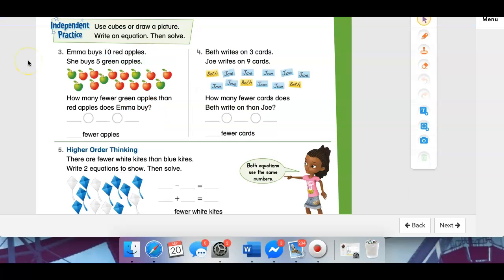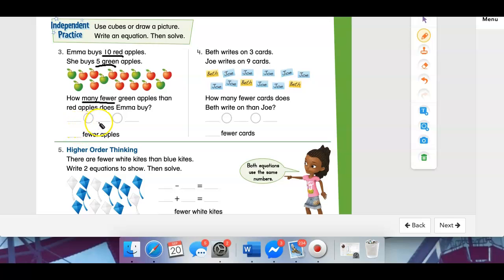On page 27 for the independent practice, number 3 says Emma buys 10 red apples. She then buys 5 green apples. How many fewer green apples than red apples does Emma buy? So Emma bought 10 red apples and only 5 green apples. How many more red apples does she have than green?